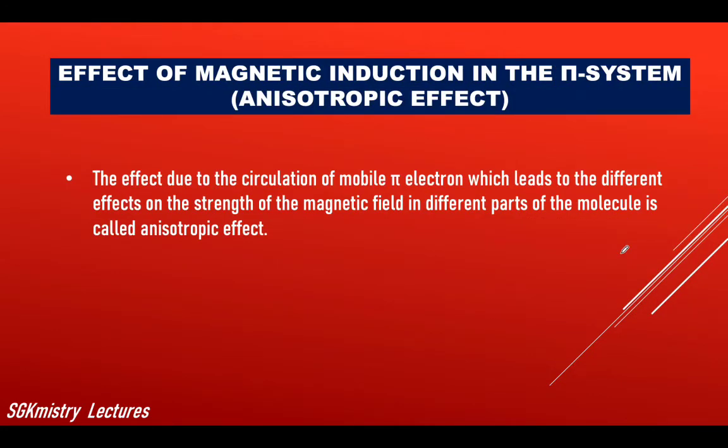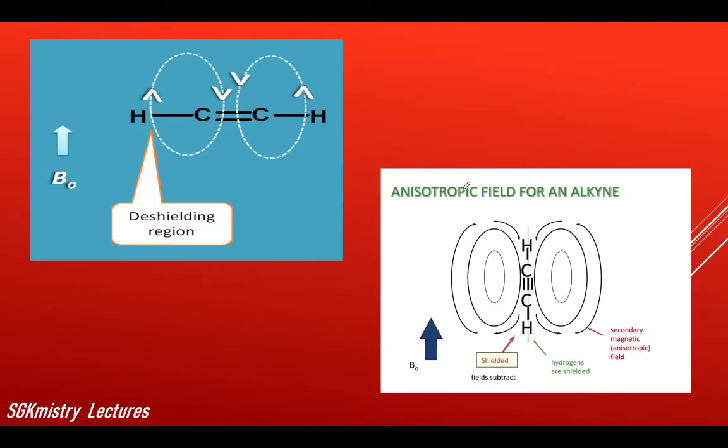So now coming on to the third factor which affects the chemical shift, or the position of the peaks in the NMR spectrum. That is called the anisotropic effect. This is mainly due to the circulation of the pi electrons, especially in alkenes, alkynes and aromatic compounds. So let me just show it in the form of a picture which will make it more clear to you all.